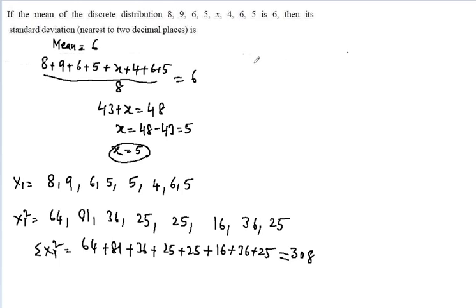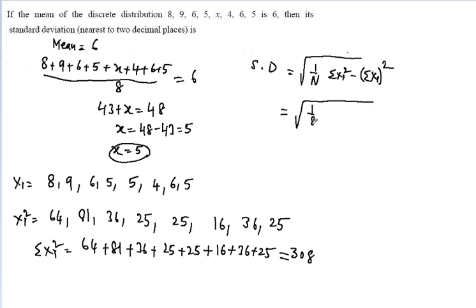Now we find the standard deviation. Standard deviation is equal to the square root of (1 by n into sigma xi square minus (sigma xi) whole square), that is equal to 1 by n. The number of values is given as 8. Sigma xi square is 308, minus (sigma xi, the mean is given as 6) that is 36.